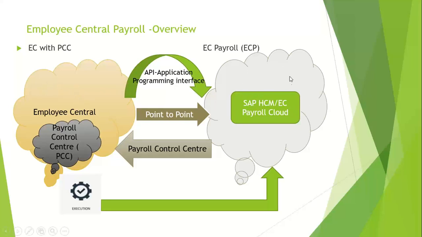Once you implement the EC system and the ECP system, with EC you are giving employees access to maintain their personal data or limited data, whatever is accessible, and the HR system and payroll admin. This access will be given to all employees to view their address, contact details, basic salary, pay slips, everything.